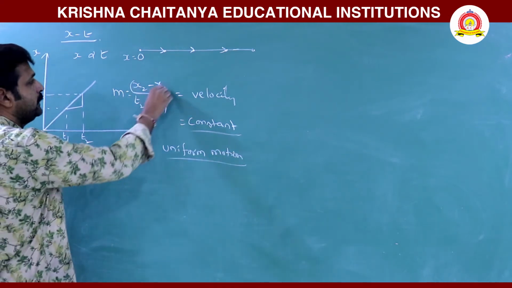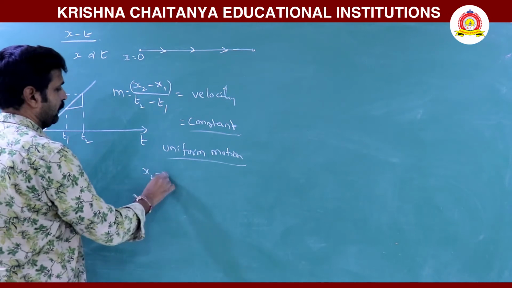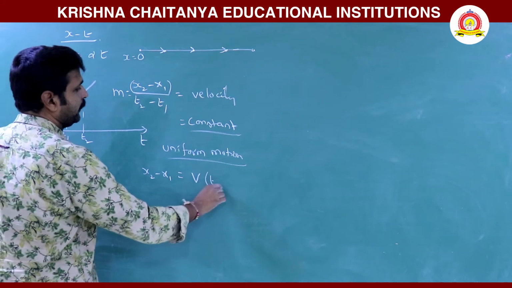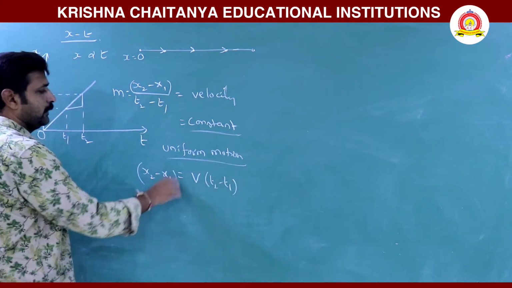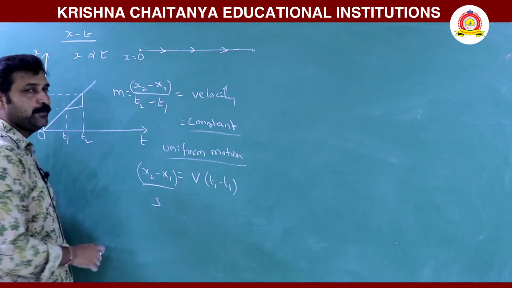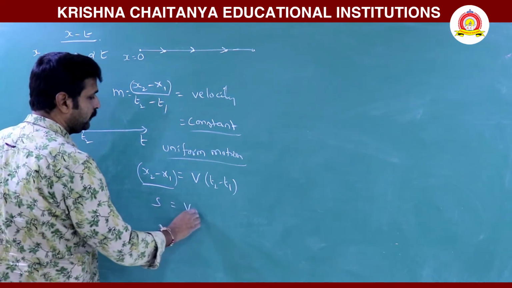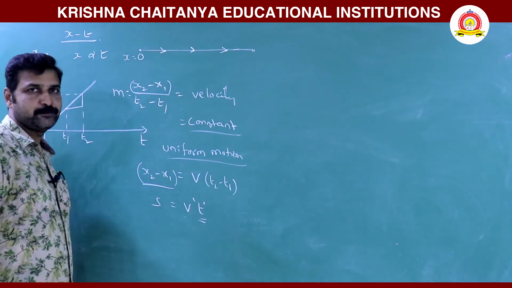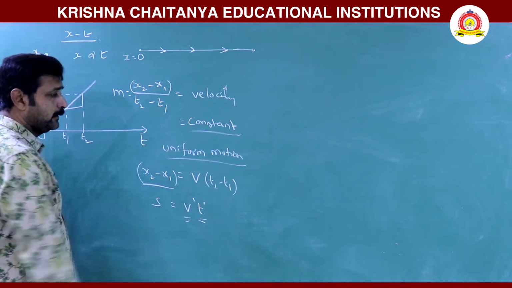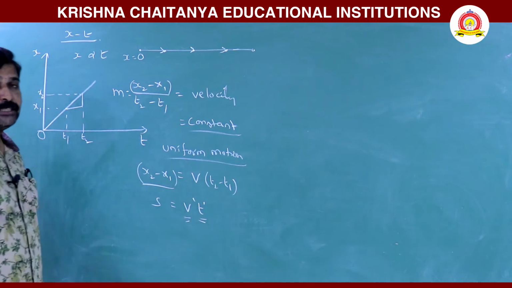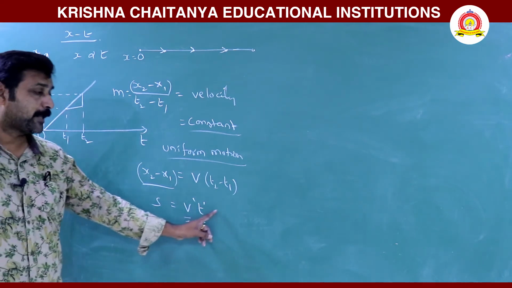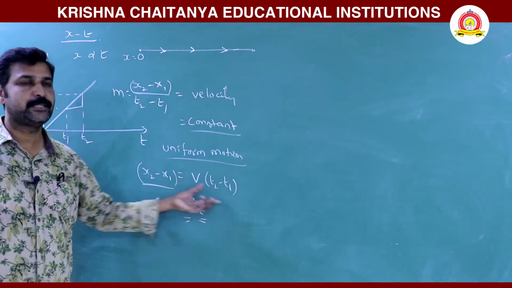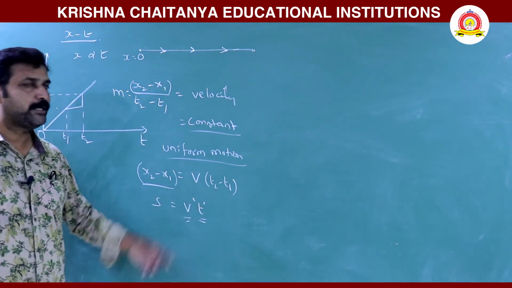So, now x2 minus x1 is equal to velocity into t2 minus t1. x2 minus x1 is displacement, and v into t2 minus t1 is the time interval. So, s is equal to vt, for constant velocity. Generally, when velocity is constant, acceleration is 0. So, that plus half at squared, but a is 0, so that term is not included. So, displacement is equal to vt.